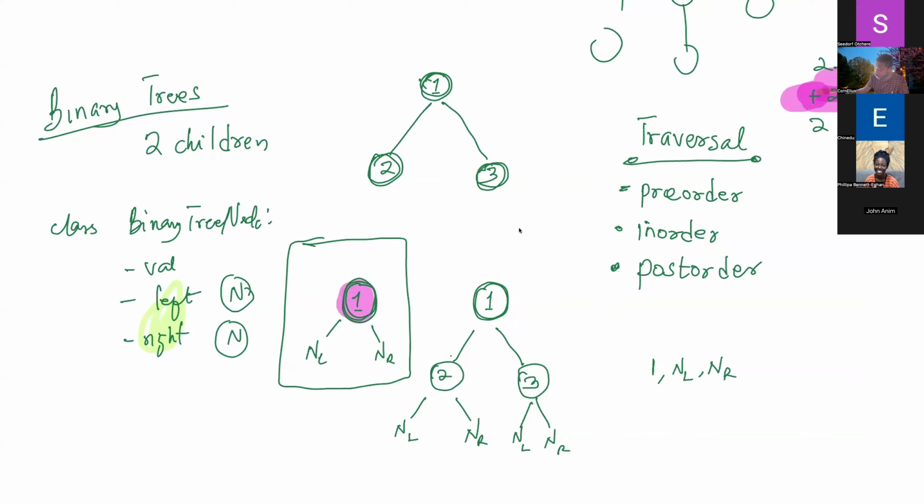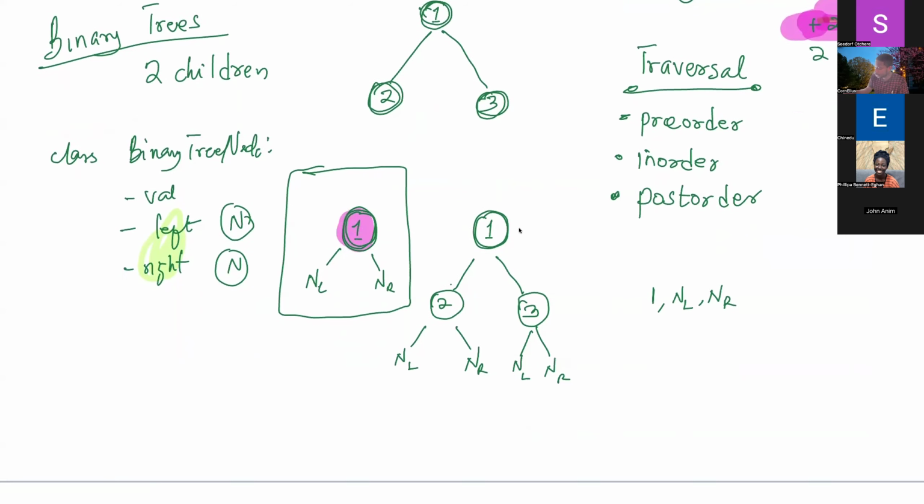Pre-order means that the node itself should come first, then its children should come next, right? So pre means first, pre comes first, right? So you're going to have 1, then the left, then the right. Again, we process the left before the right, generally. Now what about in order?